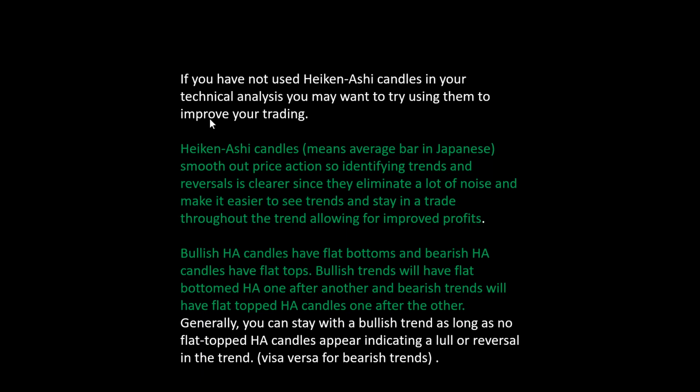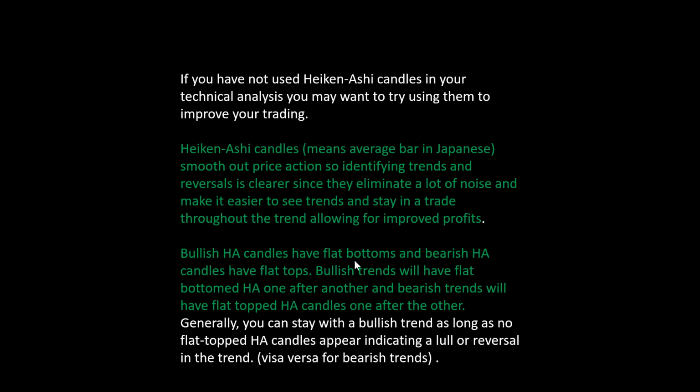Now this is something I wrote a long time ago, but the key thing here is Fibonacci candles. It means average bar in Japanese. It's basically two candles making up one candle. And it does smooth out the price action, so identifying trends and reversals is clearer. This is really important, and it eliminates a lot of noise. When it eliminates a lot of noise, it makes it easier to stay in a trade where you might get shaken out if you were watching the regular 5-minute candles. And it does allow for improved profits.